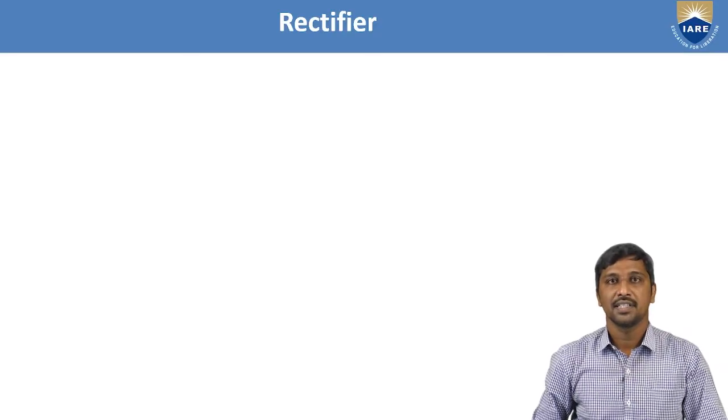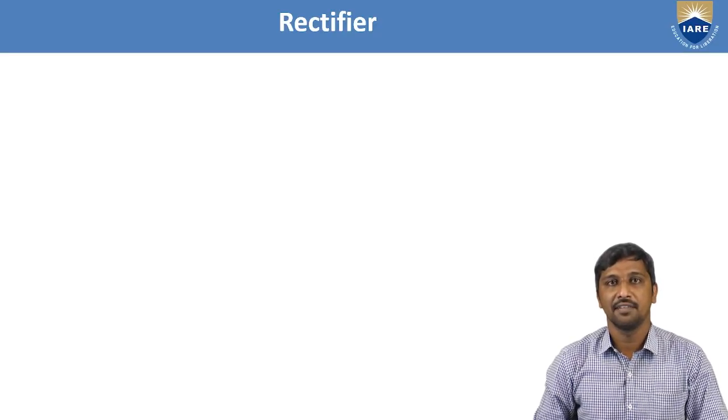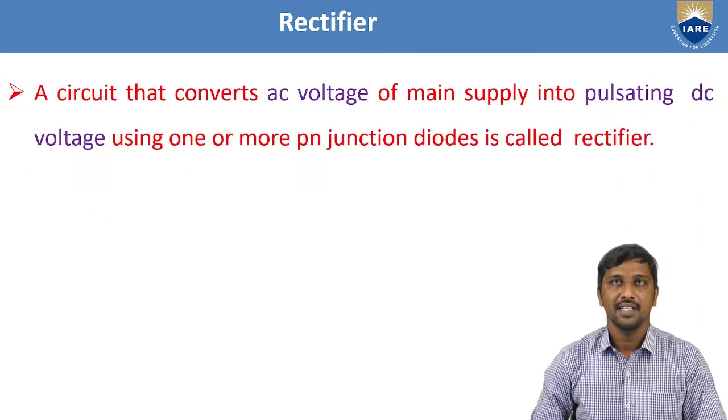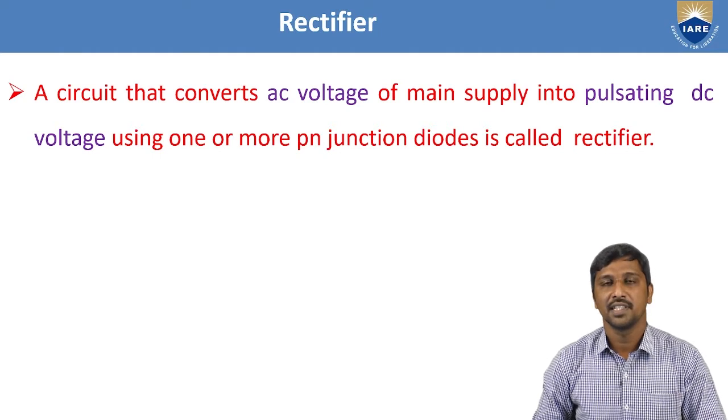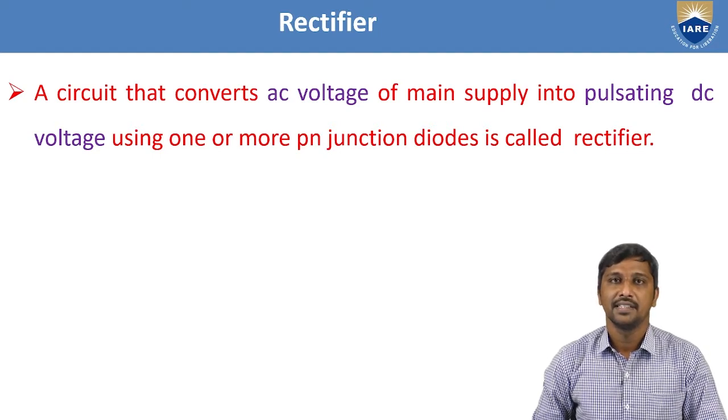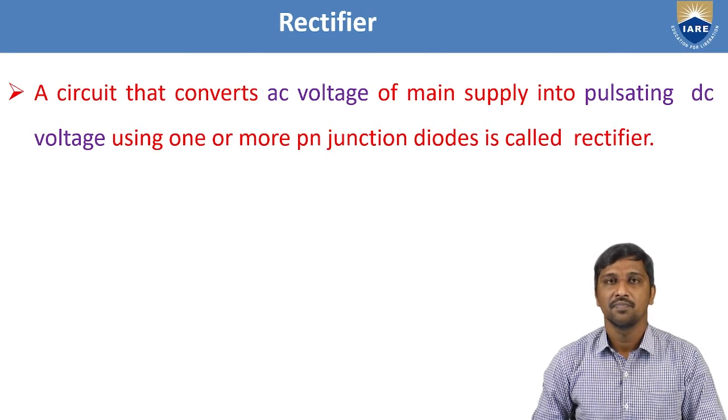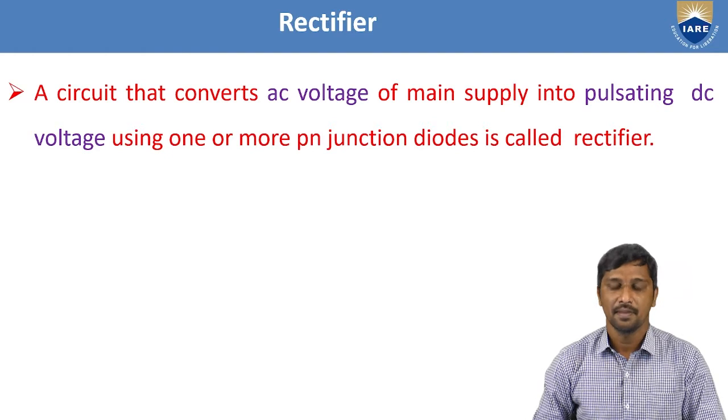Before going to this section, what is actually a rectifier? The rectifier is a circuit that can be used to convert the AC voltage to a pulsating DC signal. If you want to convert the AC signal to a pulsating DC signal, you can use either one or more PN junction diodes. By using these PN junction diodes, we are going to design a rectifier circuit.